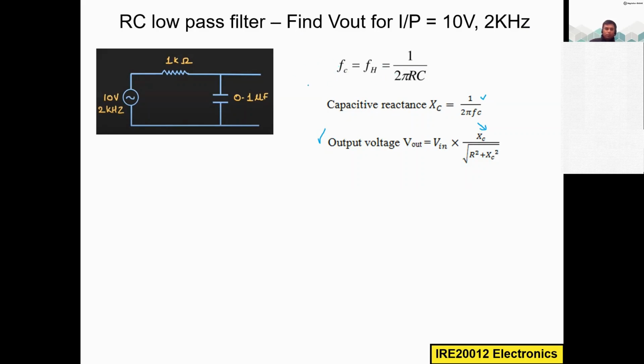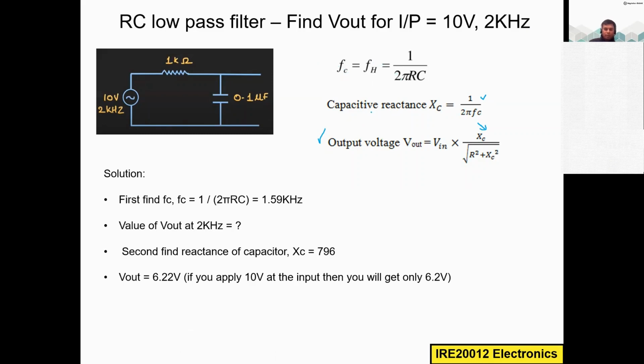This is what I wanted you to solve by yourself, but here I give you the solution since I have already uploaded the slides. You first have to find the FC, and then find the value of the output when the input signal frequency is 2 kilohertz. Then you find the XC value using this formula, and then apply all the values to get the V out value. It's a very straightforward calculation. So remember, V out is equal to 6.22 volt at 2 kilohertz frequency.